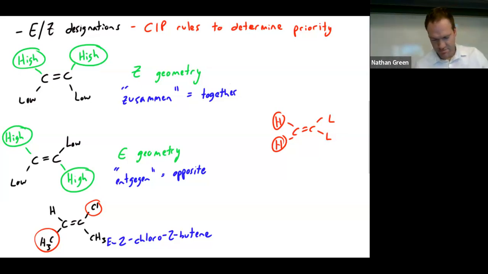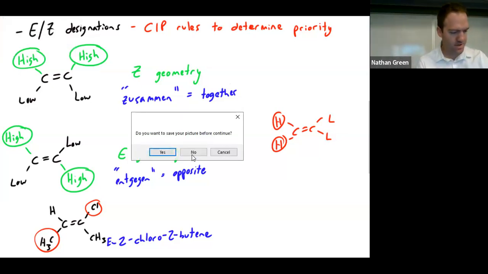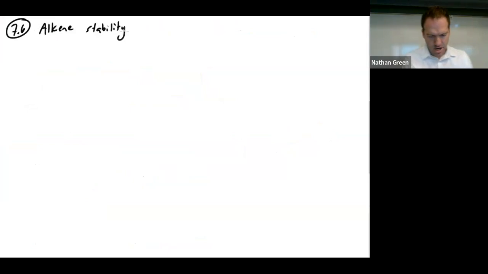All right. We got that. That's too easy. Let's kick it up a notch. Samara had a good question about, all right, so we have these Z and E isomers, but is there any difference in the energy between those two? There is. There are actually two factors that impact alkene stability. One is isomerism, and the other one is substitution.